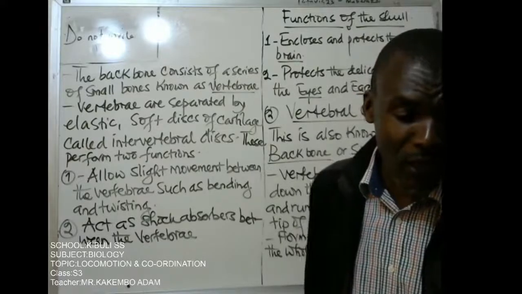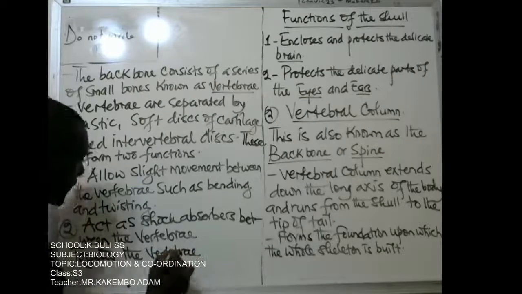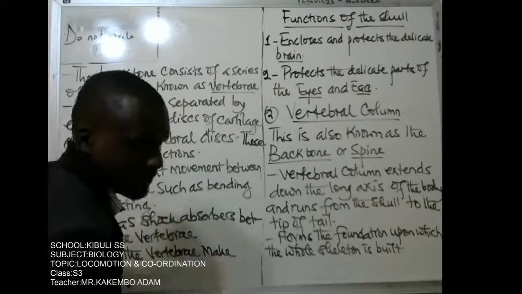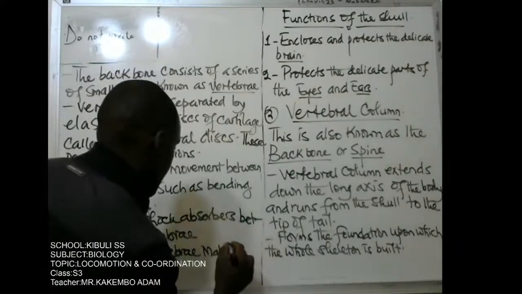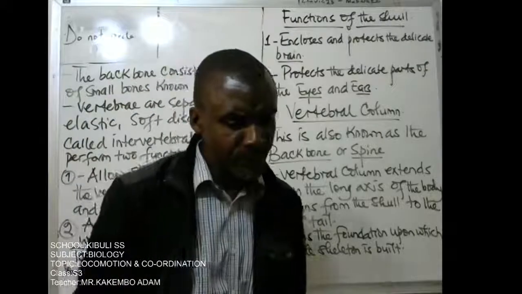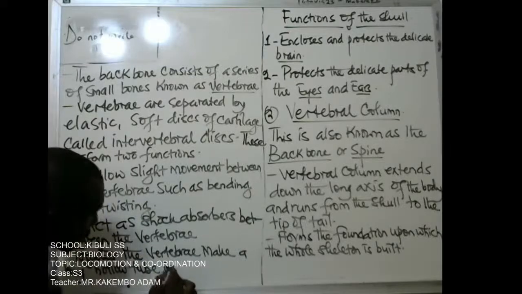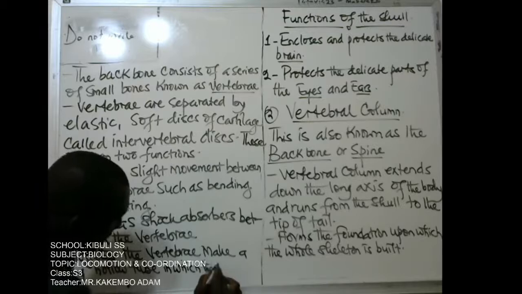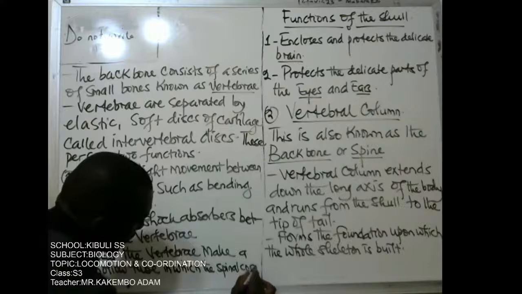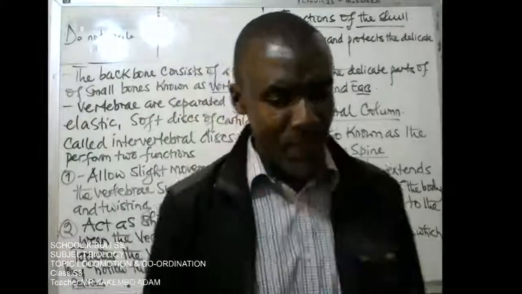Together, the vertebrae or the backbone make a long hollow tube in which the spinal cord passes.